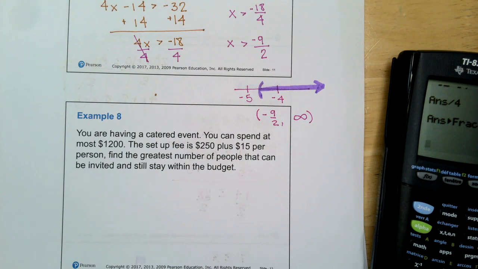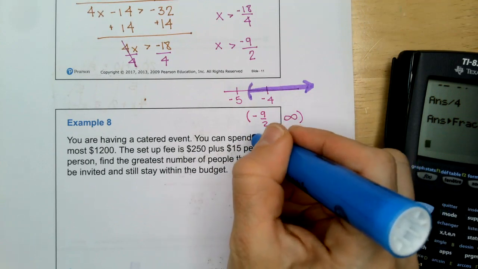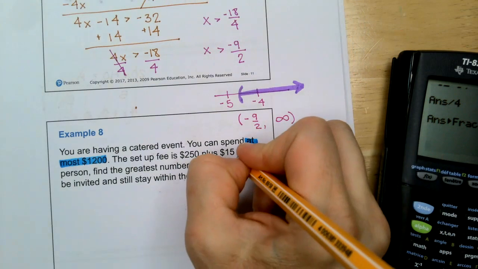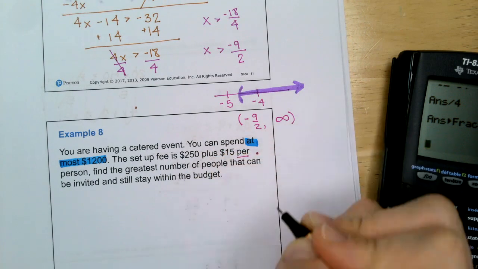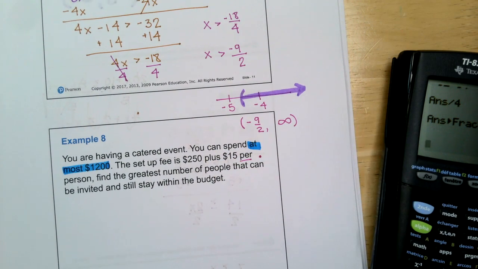All right. Example 8 is an opportunity to apply what we are learning. So you are having a catered event. You can spend at most $1,200. The setup fee is $250 plus $15 per person. Per person means multiply, right? Find the greatest number of people that can be invited and stay within your budget.